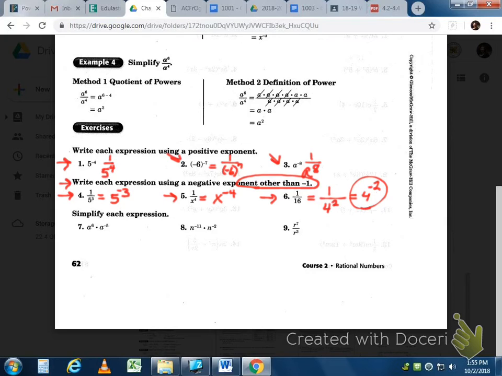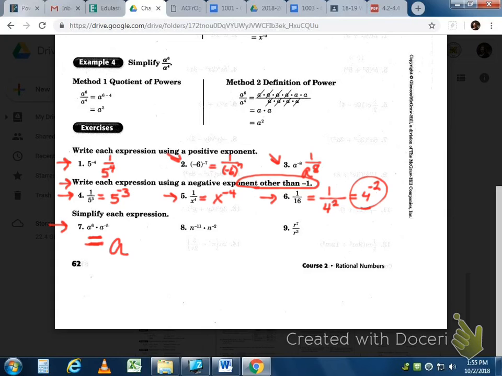Okay, now we're going to simplify these expressions. So it's a to the 6th times a to the negative 5th. It's just like what we did last night. If it's the same base, the base stays the same. You combine the exponents. If it ends up negative, you've got to simplify that. So a to the 6th times a to the negative 5th. Is there somebody that hasn't gotten a ticket that wants to try this? Mason, what are you thinking?